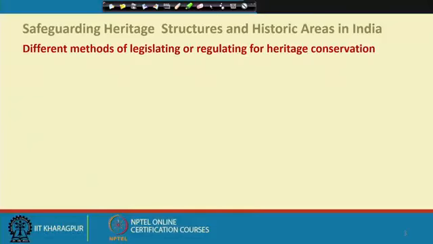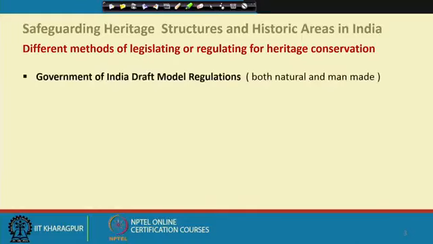So, these are some of the recommendations which were made after looking at the Mumbai situation, in spite of the regulation. What are the problems faced by Mumbai? Now, let us go back to India. We have seen the Mumbai situation, and the different methods for legislating or regulating for heritage conservation. Just take a quick look.